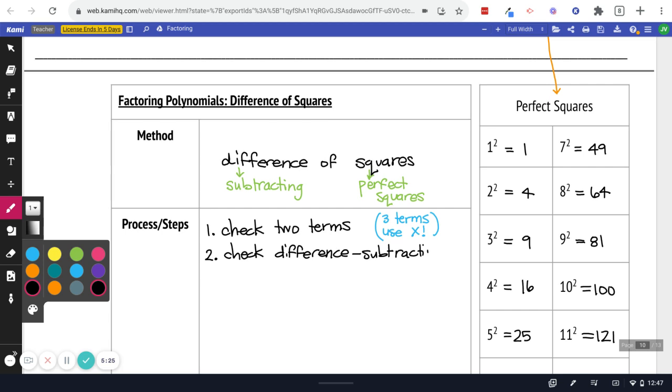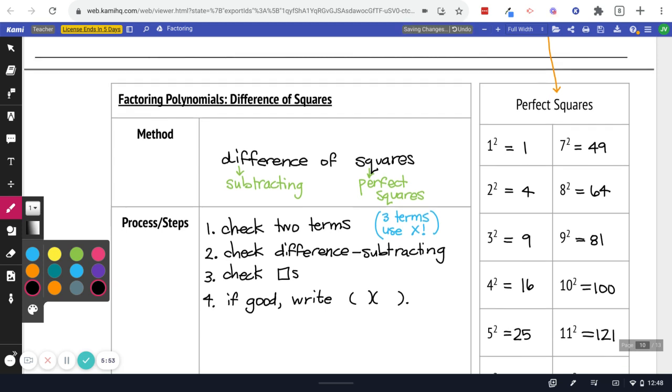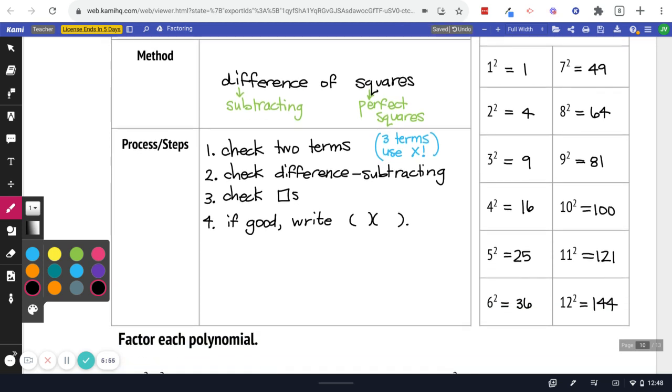If not, just stop. And then if you are subtracting, check for squares, because if you have squares, then you can do the next thing. So if you're good, write your parentheses. And what you'll do is fill your parentheses using the square roots.